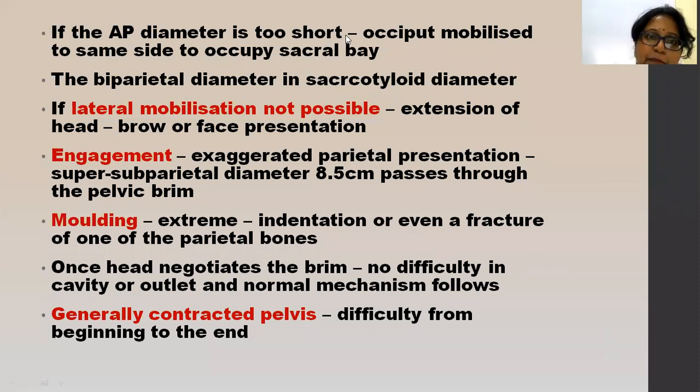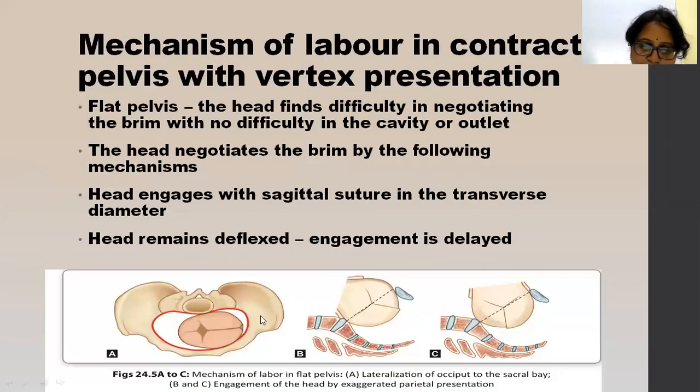If the AP diameter is too short, the occiput is mobilized to the same side to occupy the sacral bay here. If the anteroposterior diameter is short, then the occiput is mobilized so that it will occupy this sacral bay like this. See here, there is lateralization of the occiput to the sacral bay, to one side of the sacrum.